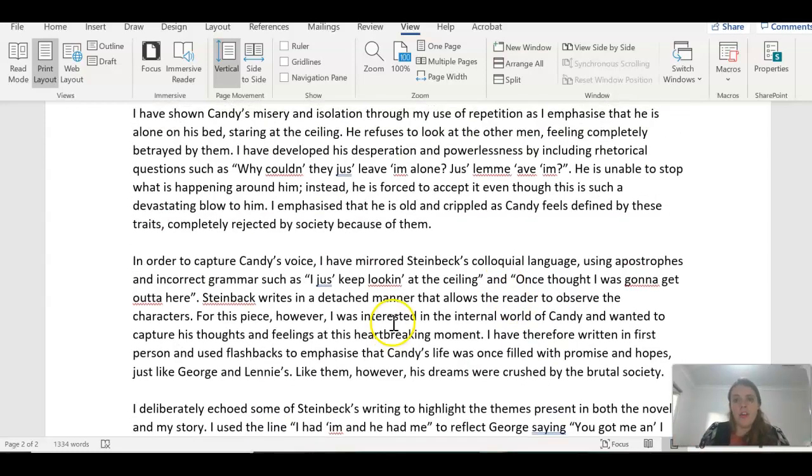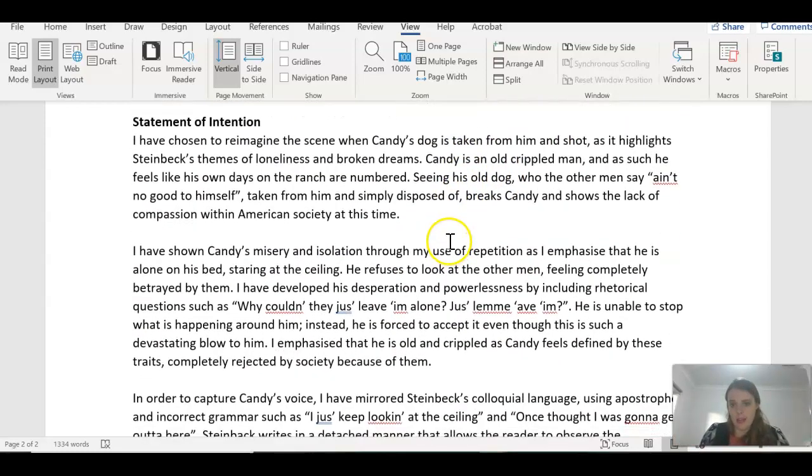So what I hope that you're seeing is that I'm telling you what I'm doing and why I did it. What I'm doing, why I did it. That's effectively the structure the entire way. I picked this scene for these reasons. I used this language for these reasons. I picked this character for these reasons. And I'm showing this theme for these reasons. Okay, so that's all you're doing.